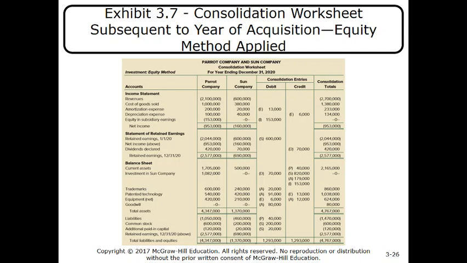Next part of the lecture will be dealing with the goodwill account and how you determine impairment of goodwill, and also impairment of other intangible assets.